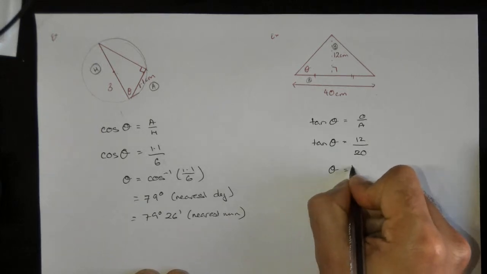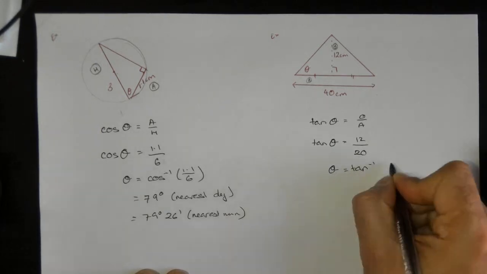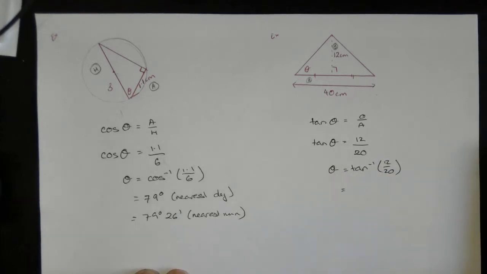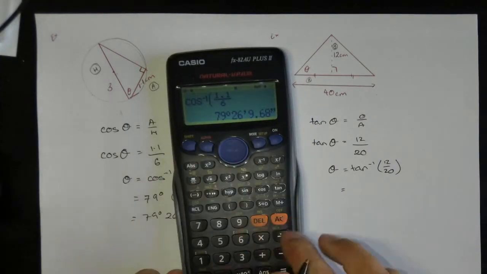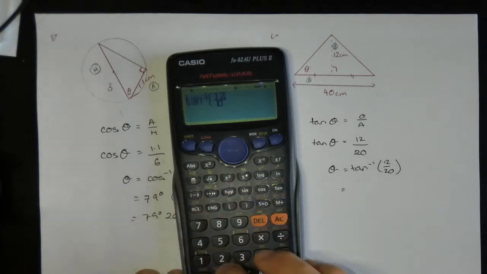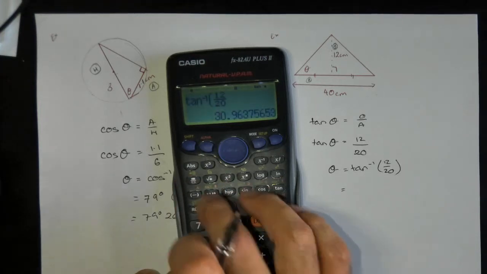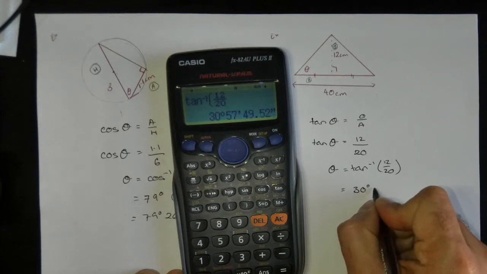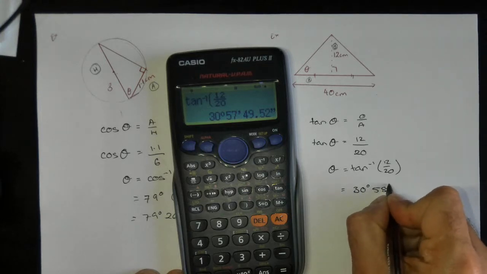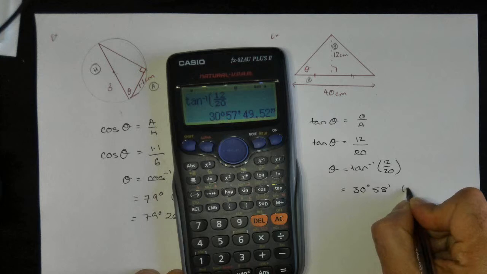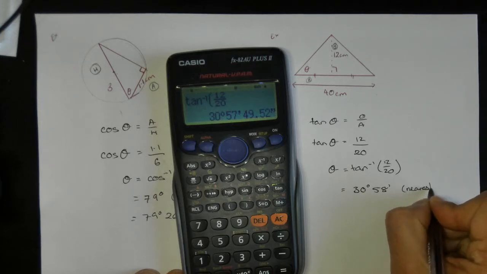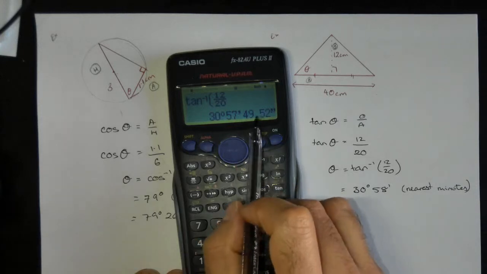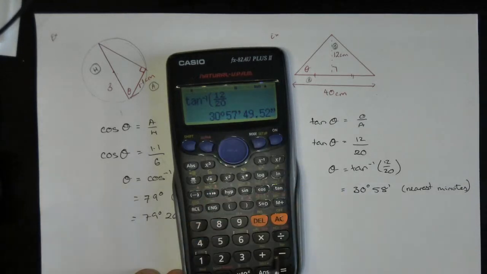So theta equals shift tan 12 over 20, or inverse tan. So shift tan 12 over 20 degrees, minutes, seconds, I get 30 degrees. And let's do it to the nearest minute, and 58 minutes. Nearest minute, because 49 is bigger than 30, so I have to round up.